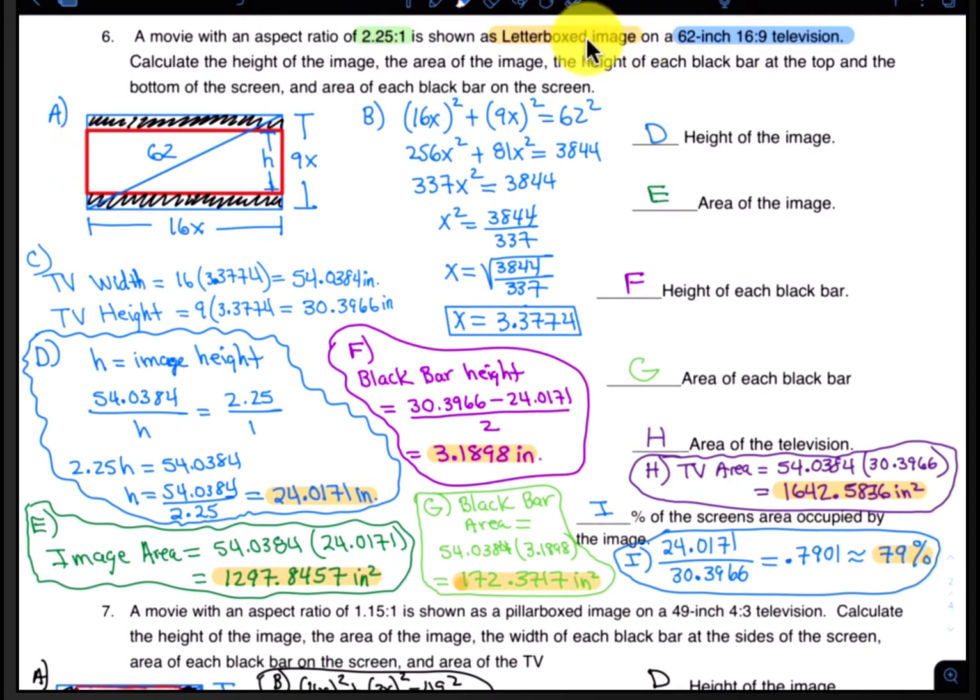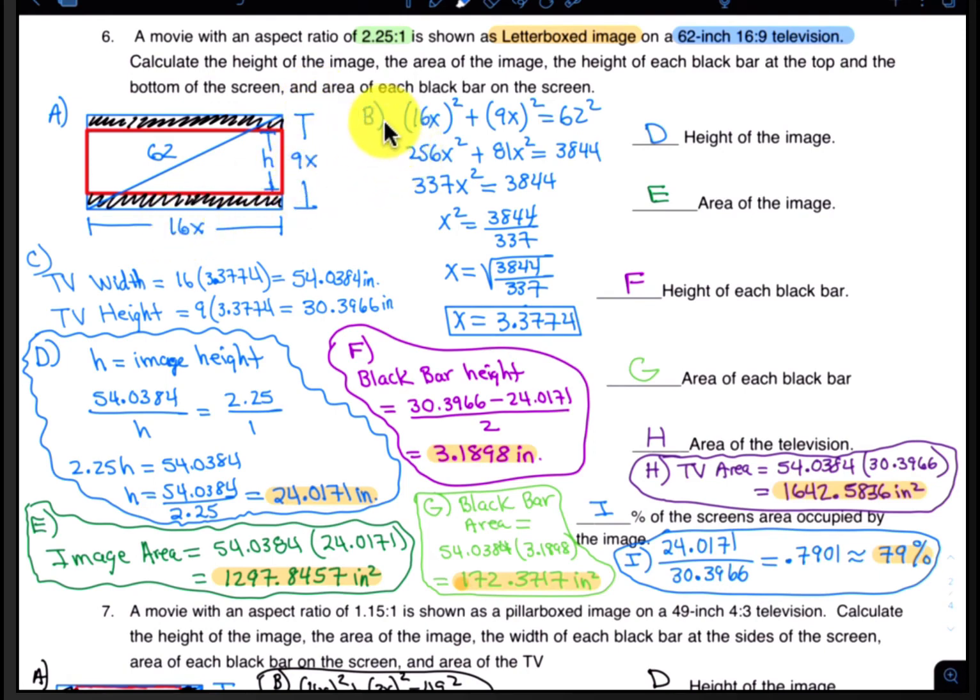Okay, so first of all, it says it's a letterbox image. So in part A, I drew the picture with the 2 letterboxes on the top and bottom. We know it's a 62-inch television screen, so we have the diagonal at 62. And it's a 16 by 9 ratio for the television, so we have 16x and 9x on the bottom and on the sides.